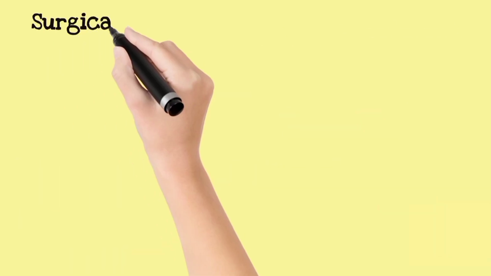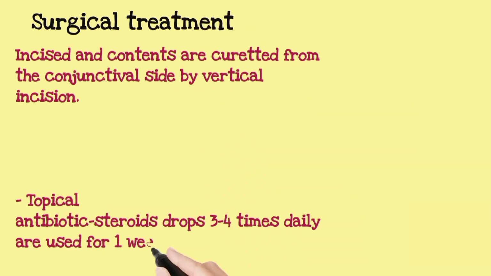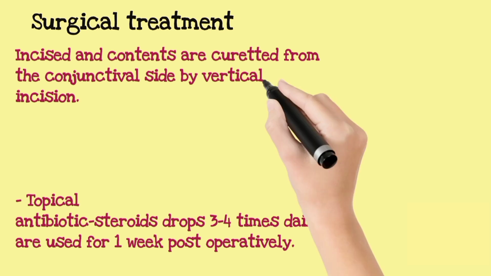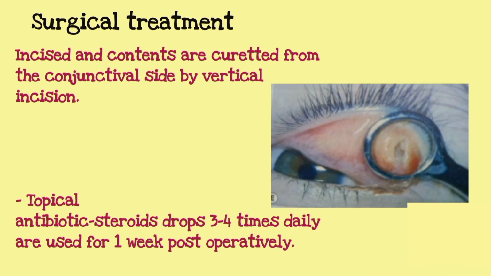Now surgical treatment, that is basically the most preferred treatment for Chalazion. In this, it is incised and contents are curetted from the conjunctival site by vertical incision, and after the incision, antibiotic steroid drops are given 3 to 4 times daily for 1 week. In this picture, you can see post-op Chalazion after incision.